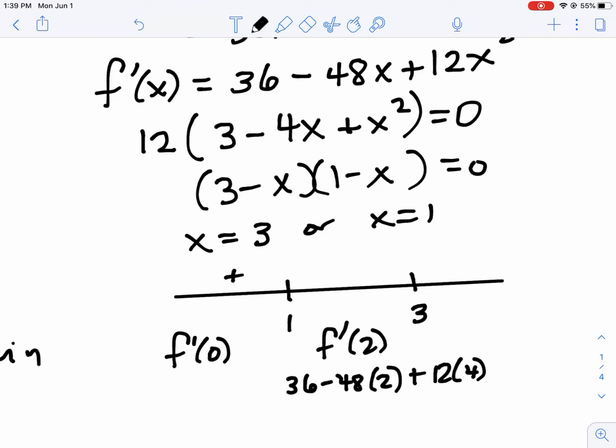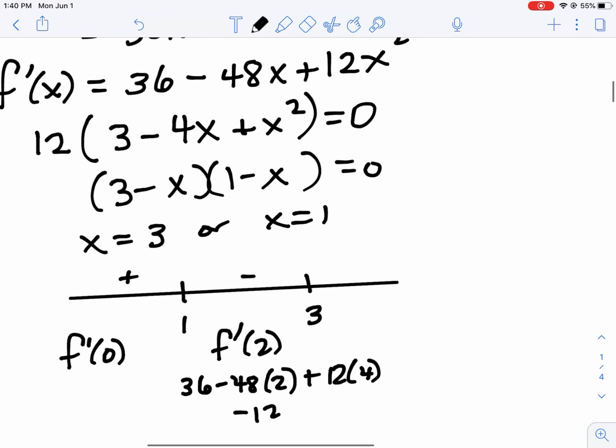And I don't have that number. Let me quick do it on my calculator. 36 minus 48 times 2 plus 12 times 4. I'm pretty sure this is going to be negative. Yep, it's a negative 12. But I really only care that it's negative. And then for this last interval, I need to pick a number that's greater than 3. So I'm just going to do f prime of 4 because that's going to be the smallest.